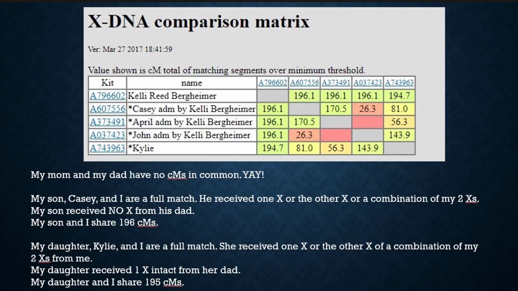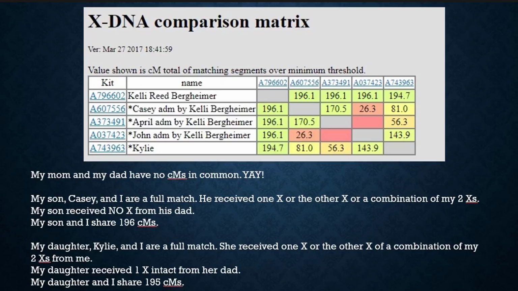Now, most of you probably do not have even one parent, let alone 2, in your database. But if you have children and you've uploaded your children, they'd be able to have a matrix that shows at least where they're related to you versus the other parent. My mom and dad have no centimorgans in common, so that's a big yay. That makes the math easier.